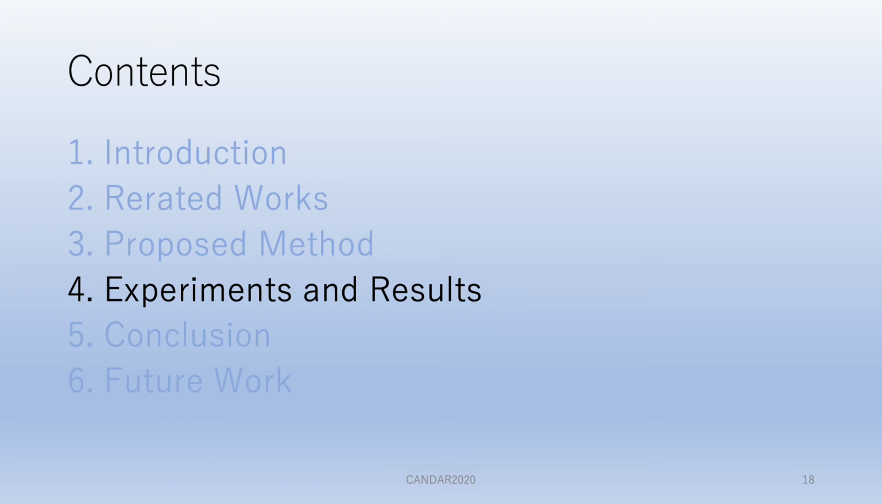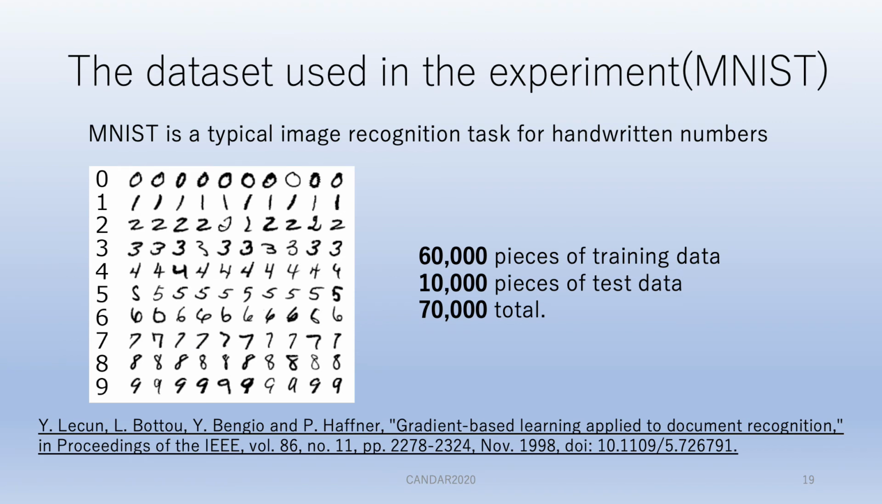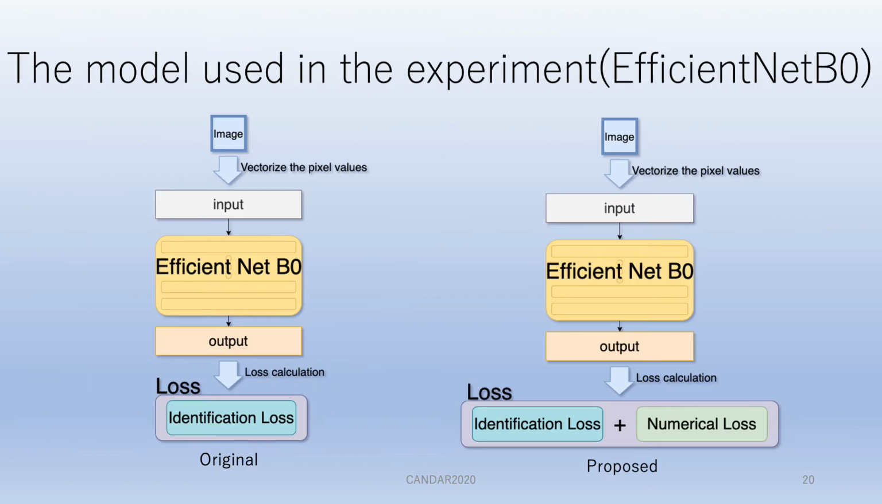Fourth, I'd like to start by talking about experiments and results. Here, I'll talk about the dataset used in the experiment. In the experiment, we use MNIST. MNIST is a typical image recognition task for handwritten numbers, like this. MNIST has 60,000 images of training data and 10,000 images of test data. In total, 70,000 images.